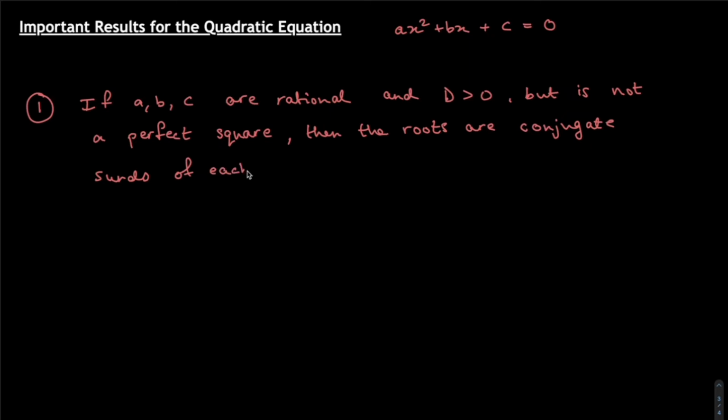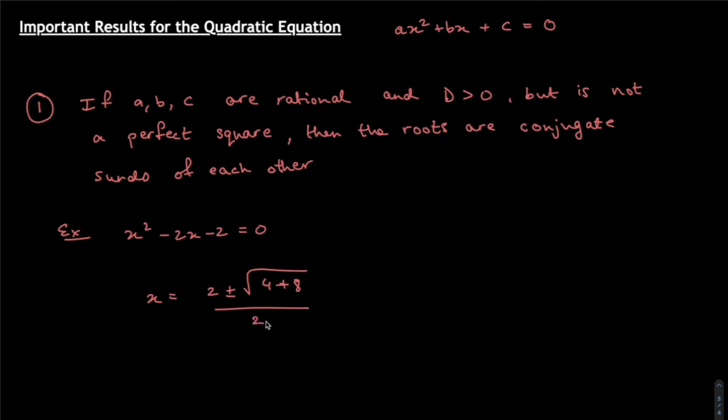Okay, so let's look at an example. If I have x squared minus 2x minus 2 is equal to 0, using the quadratic formula, what I'm going to get is 2 plus or minus the square root of 4 plus 8. Here my discriminant is not a perfect square, because 4 plus 8 is 12, and it's greater than 0, so it satisfies the condition. So here I'm going to have 2 plus or minus the square root of 12, all over 2.